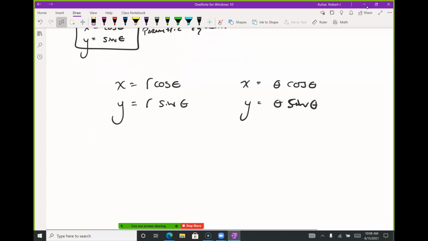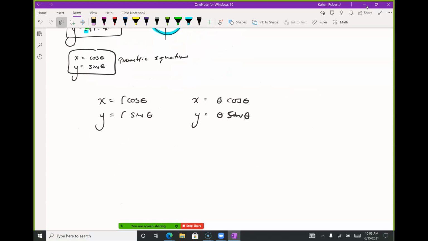So the whole idea is that you could eliminate these, right? If I square both sides here and add them together, I get x squared plus y squared equals r squared, right? So these parameters can get eliminated to get back to the world we're used to, as opposed to this parametric world.